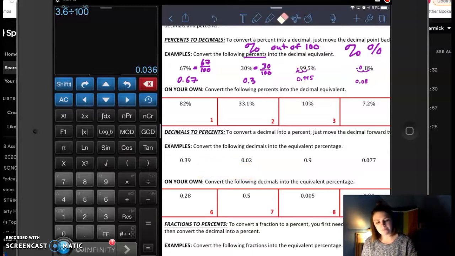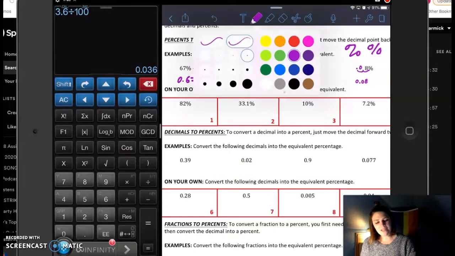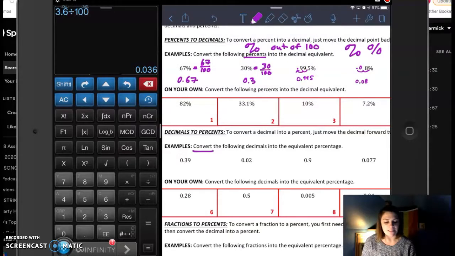Let's keep going here. All right, so our next topic that we're going to go over is to convert the following decimals to equivalent percentages. So we're doing the opposite of what we did before. Remember, to get to a decimal, we divided by 100. So to go back to a percent, we are going to multiply by 100. So it's just the opposite operation, just like solving an equation.